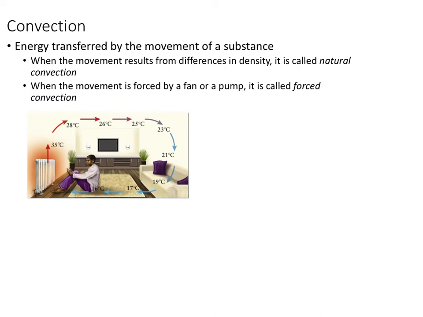Boiling water is another example of natural convection. But sometimes you can also have forced convection. For instance, if I were to put a fan over here by this heater, that would force the air to move around and transfer the energy throughout the room more efficiently. And that's forced convection, when the movement is forced by a fan or a pump or something.